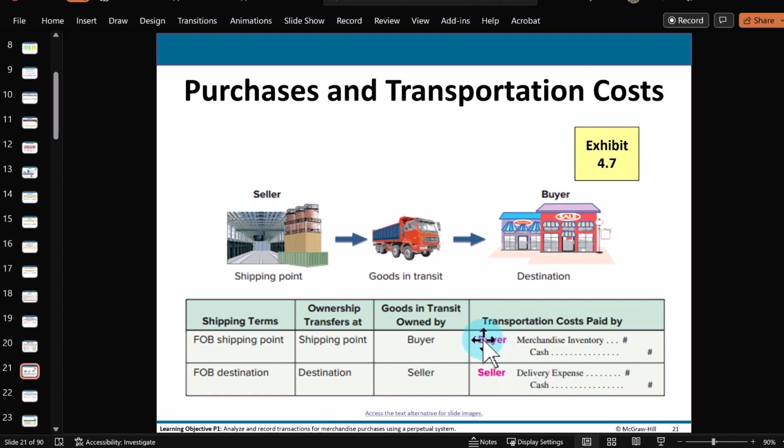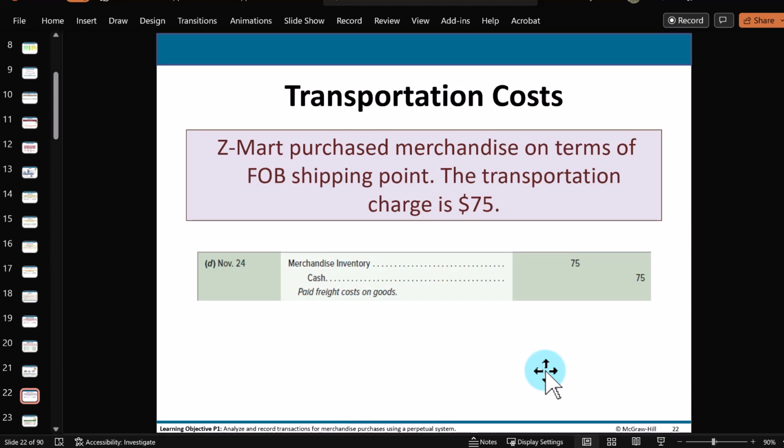Okay? When the buyer pays merchandise freight costs, it goes into the cost of that merchandise inventory. When the seller pays the shipping costs, that cost is classified not as merchandise inventory because you don't have that inventory anymore. We debit delivery or freight out expense. So here we have Zmart. They're going to pay for the shipping costs. So we debit the merchandise inventory for whatever merchandise is being shipped to us, and then either cash credit or accounts payable credit.